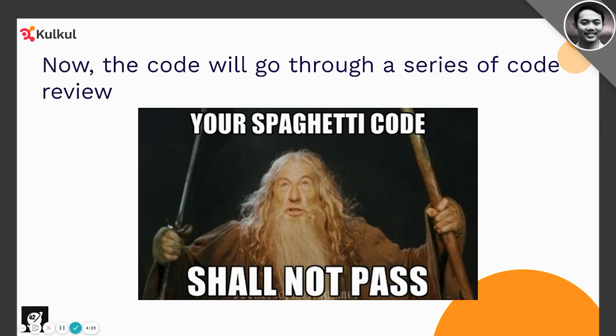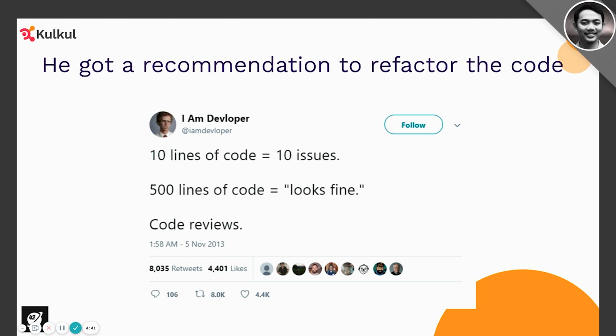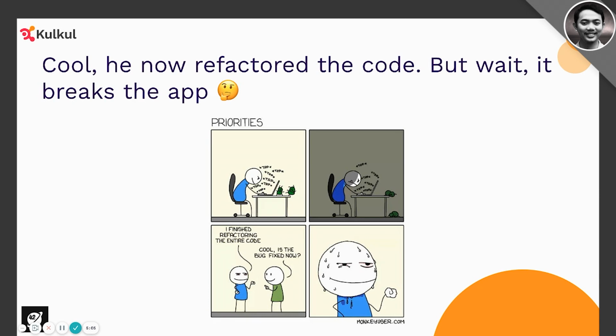So he made that pull request, and now the code will go through a series of code reviews, right? But like in any other code review, your spaghetti code should not pass, right? And he got a recommendation to refactor the code from the senior guy, and like in any other code review, 10 lines of code, 10 issues, but if it's 500 lines of code, it looks fine. And the problem is John comes to the former batch, which is 10 lines of code, 10 issues. Tada. Okay, then he can refactor the code.